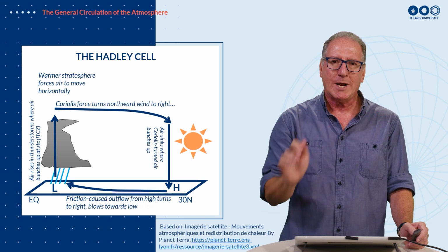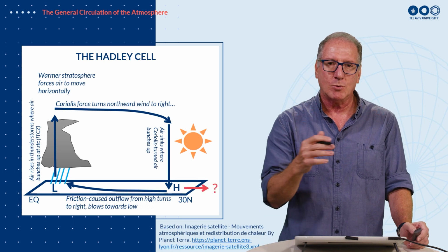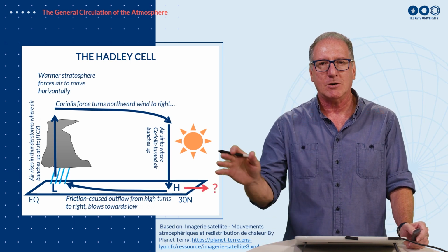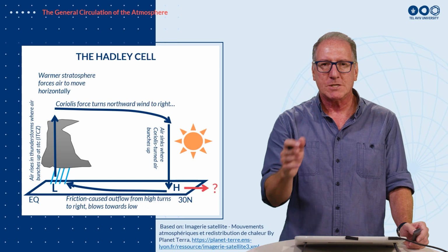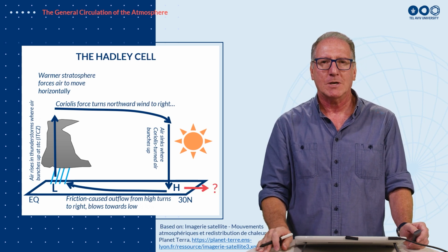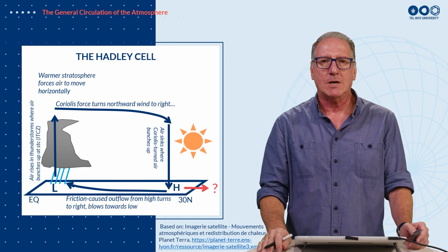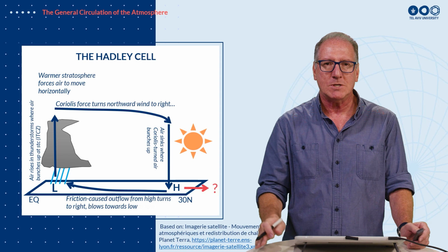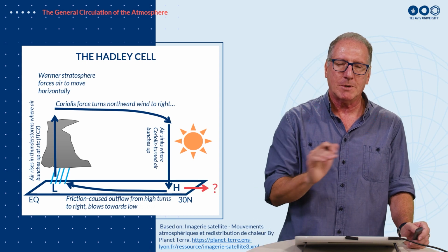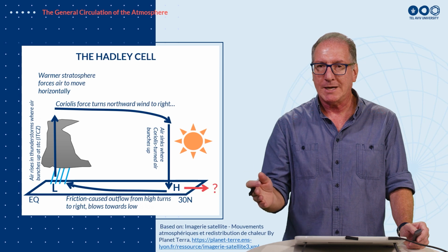But now if we look at what happens at 30 degrees, not only does the air flow back towards the equator, but some of the air is also going to go towards the north. This example is for the northern hemisphere, but we could say the same for the southern hemisphere. The air which is sinking down at 30 degrees north and producing the desert regions, some of it will go back to the tropics, some of it will go to the north. So what is going to happen to that air?